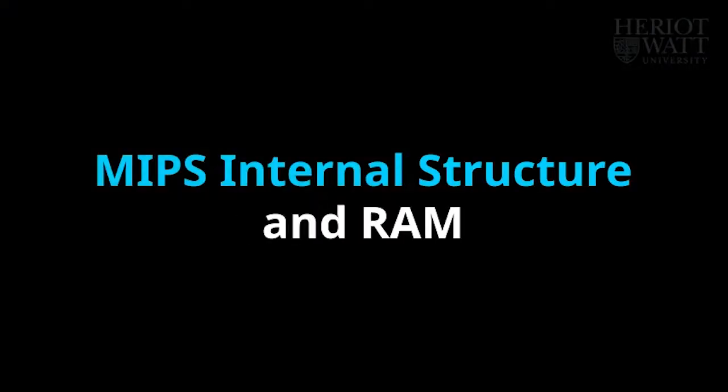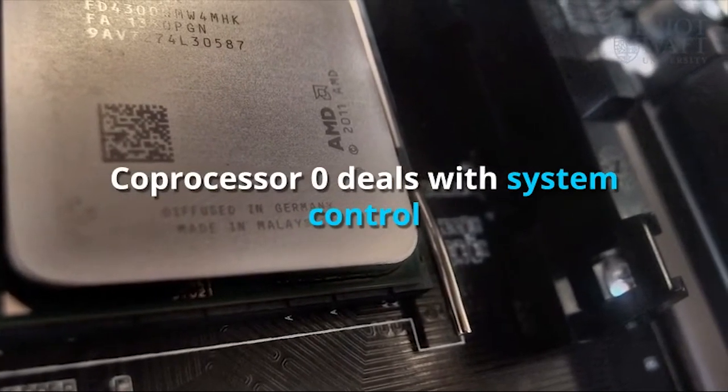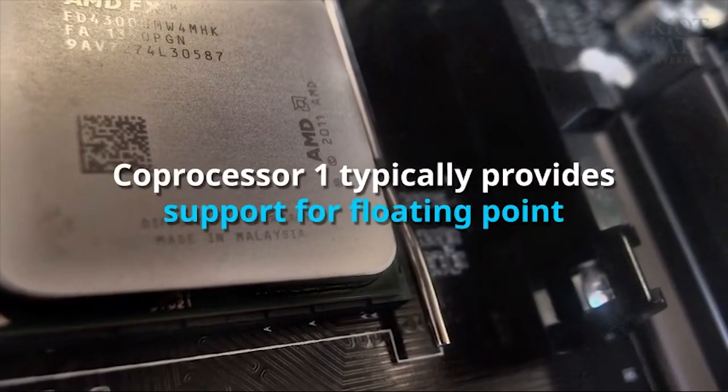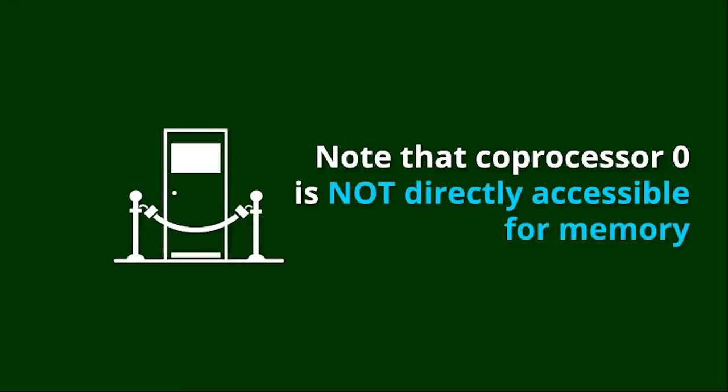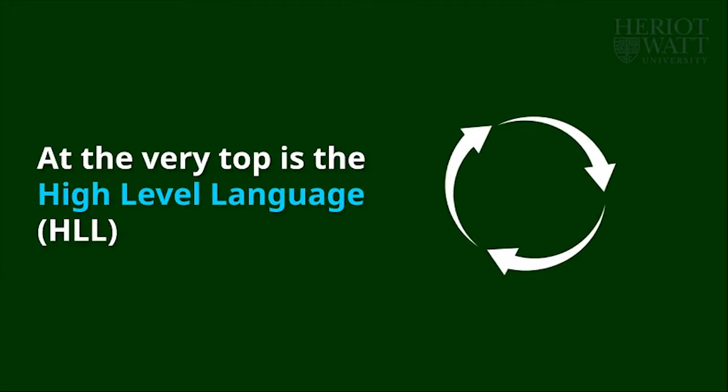MIPS internal structure and RAM. Coprocessor 0 deals with the system control. Coprocessor 1 typically provides support for floating point. Note that coprocessor 0 is not directly accessible from memory.